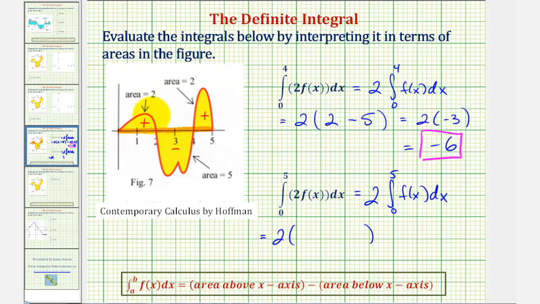So from 0 to 2 we'd have positive 2, but then from 2 to 4 we'd have a value of negative 5, so plus negative 5 or minus 5. And then from 4 to 5 we'd have a value of positive 2, again because the area is above the x-axis. So here we have 2 times, this would be negative 1, giving us a value of negative 2.